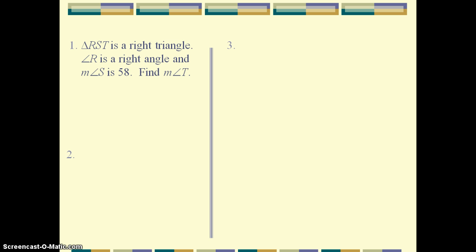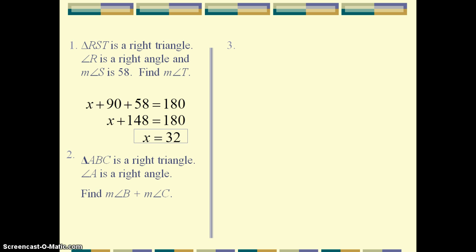Triangle RST is a right triangle. Angle R is a right angle, and angle S is 58 degrees. Find the measure of angle T. If you want, you can draw a picture for this, and it will make it easier to visualize. But I know that all three angles have to add up to 180, so I'm going to have x, which is standing for angle T, because I don't know that, plus 90, which is angle R, plus 58, which is angle S, and they all have to equal 180. We combine like terms and subtract 148 from both sides to get x is equal to 32.